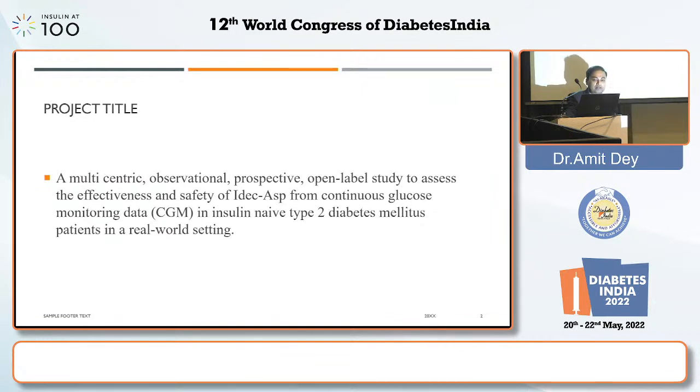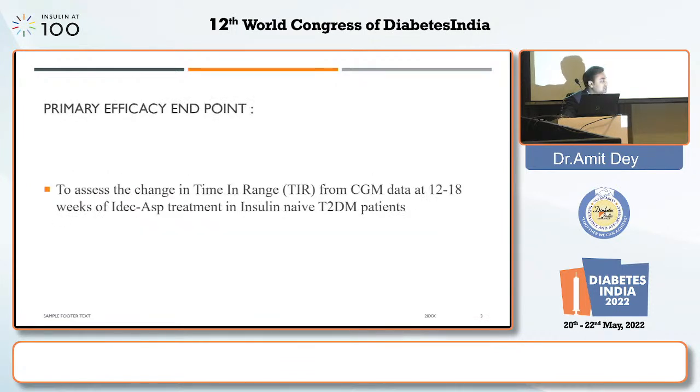So we're going to take in the insulin naive type 2 diabetes patients. We're going to put them on a CGM after initiating them on Rhizodeg or IDegAsp, and we're going to assess the effectiveness of the molecule as well as look at some of the safety points. So this is going to be the primary efficacy endpoint of this study: to assess the change in the time in range from the CGM data at 12 to 18 weeks. We can keep it at 12 to 24 weeks. So what we intend to do is to keep the study design about 6 months.